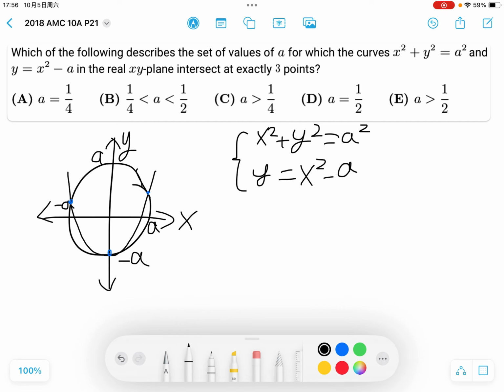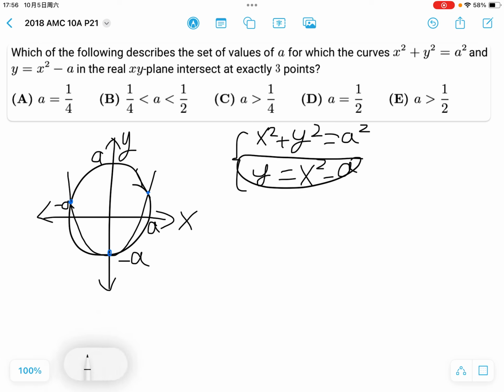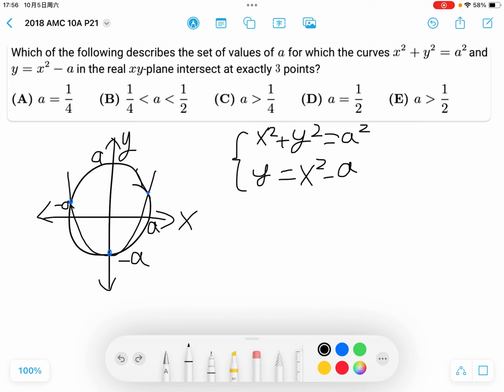So let's just use substitution, because there's 3 variables, so this isn't exactly solvable directly, but you can use substitution. Since this is already written as y equals x squared minus a, I'm just going to substitute that into the first equation. So this is x squared plus (x squared minus a) squared equals a squared.